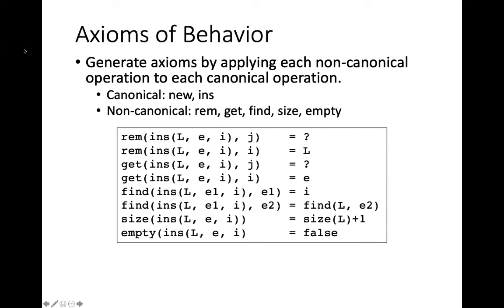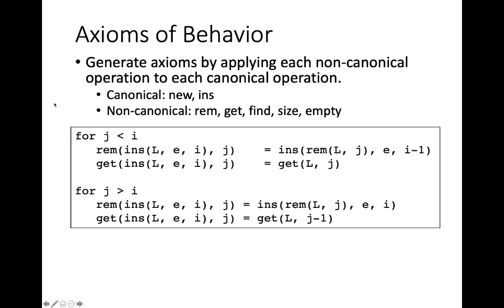Okay, let's go back to the ones where I insert and get from a list where j doesn't equal I. Here, it gets a little bit more complicated. It will depend on the relationship between j and I, right? If I'm trying to remove the jth index from a result of having inserted element E in position I, and j happens to be less than I, then it's exactly the same as flipping those two operations around, right? This is an axiom of behavior that I can reason about.